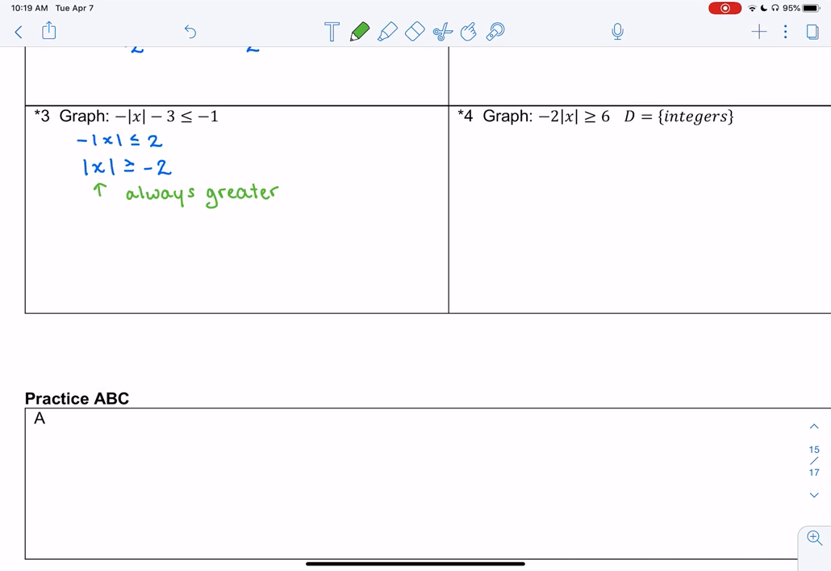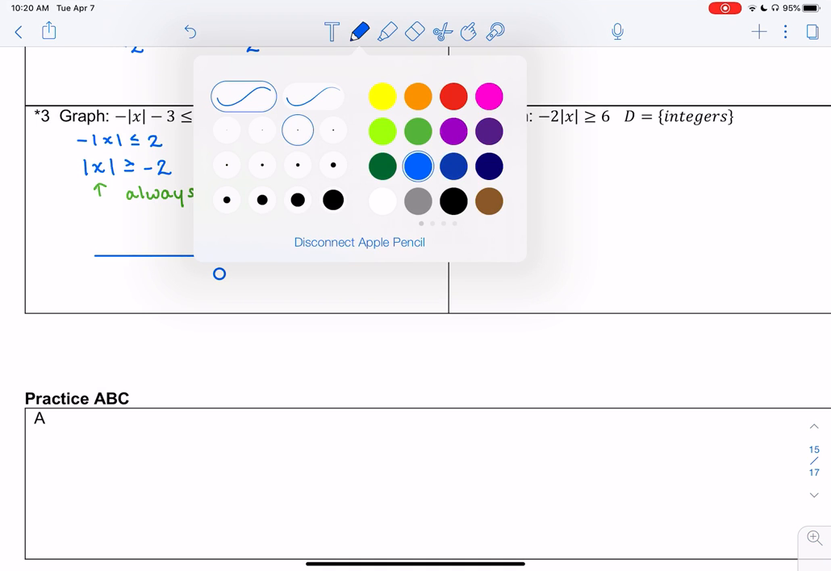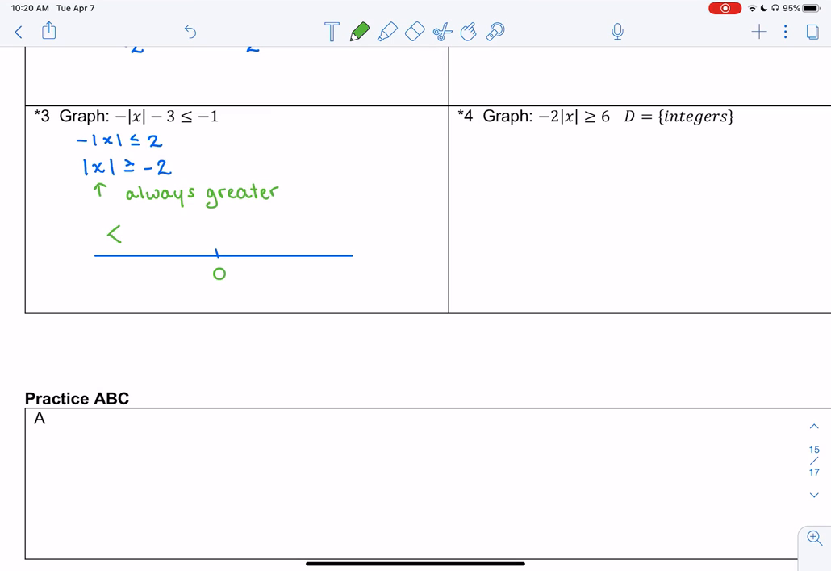Okay, so therefore, no matter what number I put in for x, it will always be greater than or equal to -2. And so that means when I go to graph it on my number line, it doesn't even matter where on this number line that I graph, it can be any real number. So I just draw a line showing that it's all real numbers as my solution. Every once in a while you'll get a somewhat tricky question like that from Saxon.